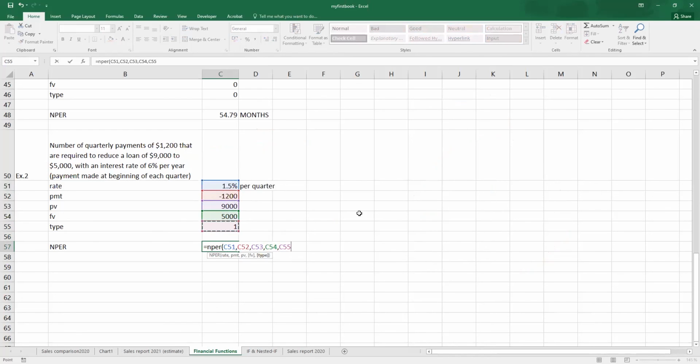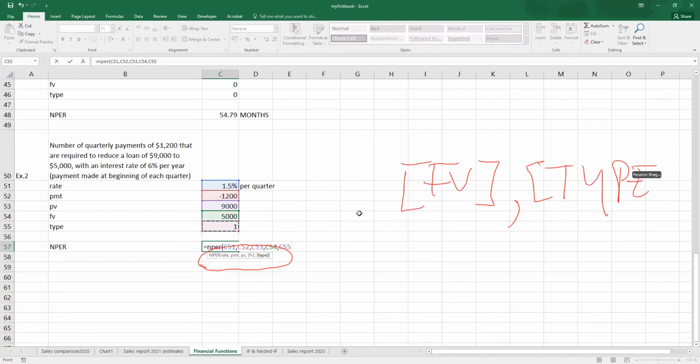Okay. So before I finish up this NPER function in this example, I want you to have a look at the bubble here that guides you for the arguments of the NPER. You can see that there are 2 arguments in the bracket that are FV and type. That means these 2 arguments can be omitted.